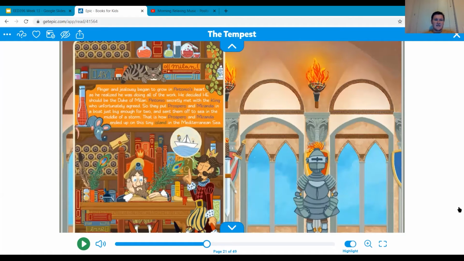Anger and jealousy began to grow in Antonio's heart as he realized he was doing all of the work. He decided he should be the king of Milan. Antonio secretly met with the king, who unfortunately agreed. So they put Prospero and Miranda in a boat just big enough for two and sent them off to sea in the middle of a storm. That is how Prospero and Miranda ended up on this tiny island in the Mediterranean Sea.